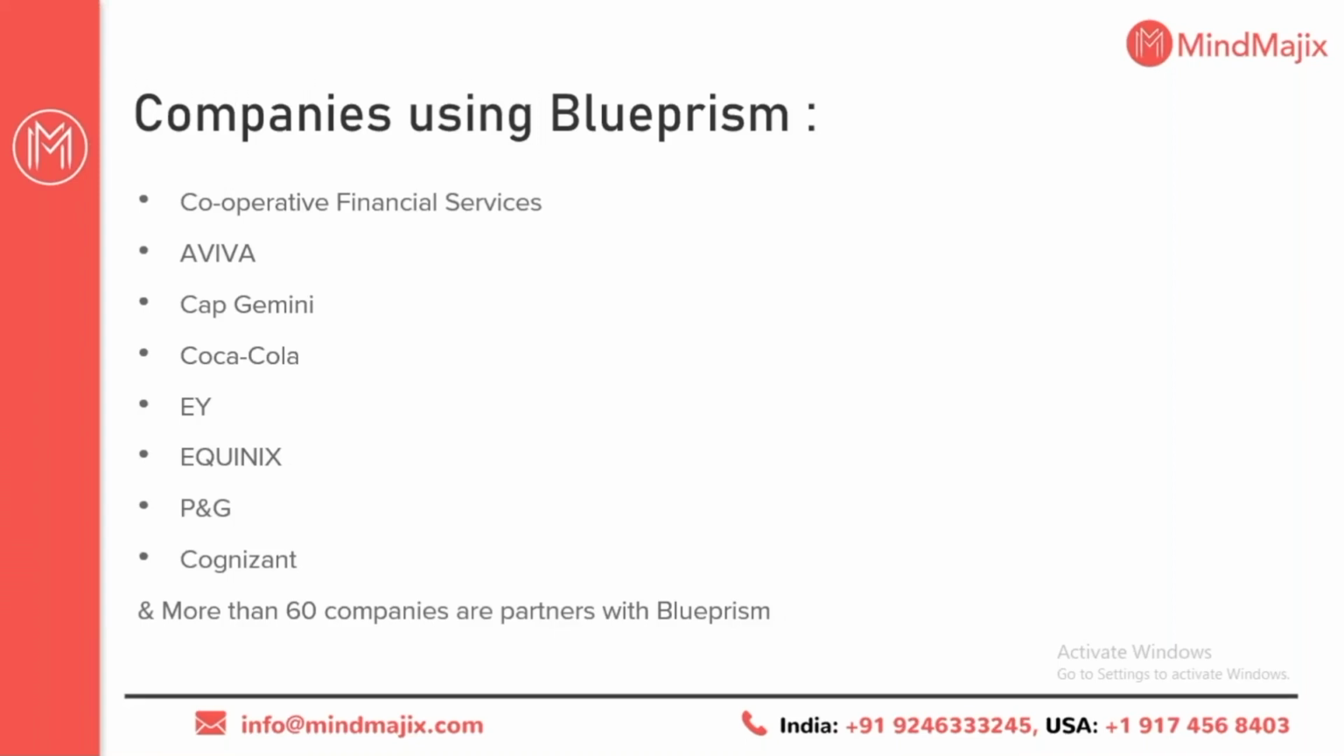Companies which are using Blue Prism. As I told you, Co-operative Financial Services first used Blue Prism. Aviva Insurance, Capgemini, Coca-Cola, EY, nothing but Ernst & Young, Equinix, P&G, Cognizant, and many more companies. And all these companies are partners to Blue Prism. More than 60 companies are partners with Blue Prism.